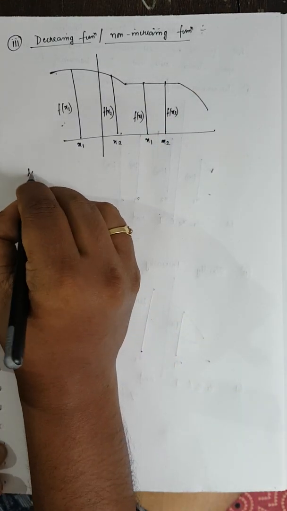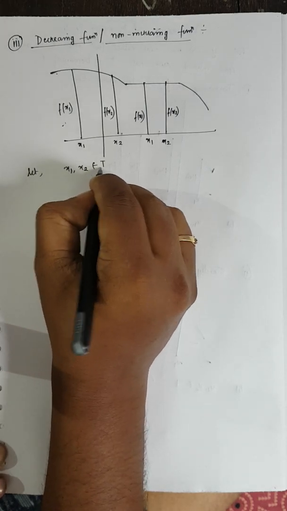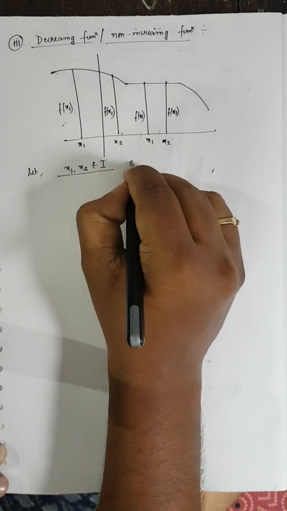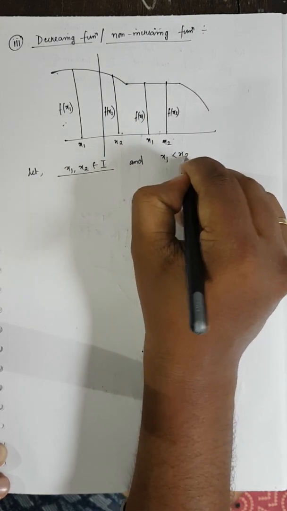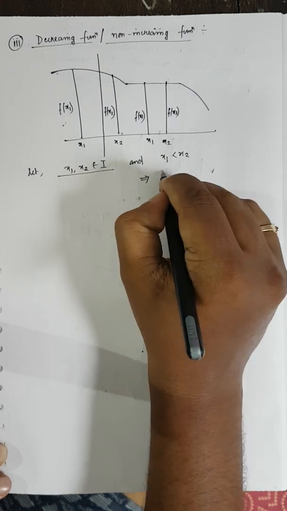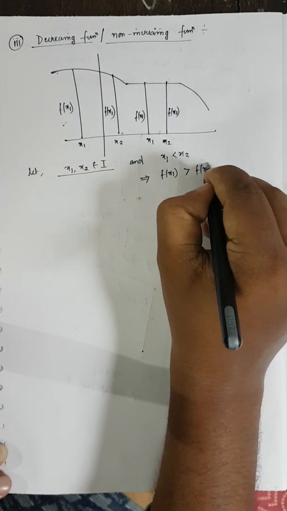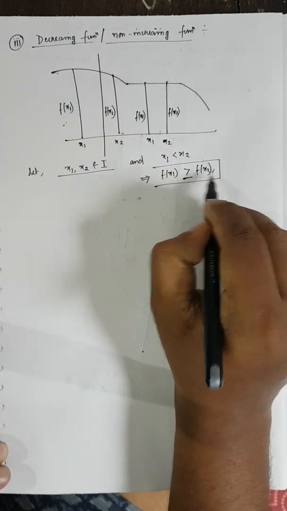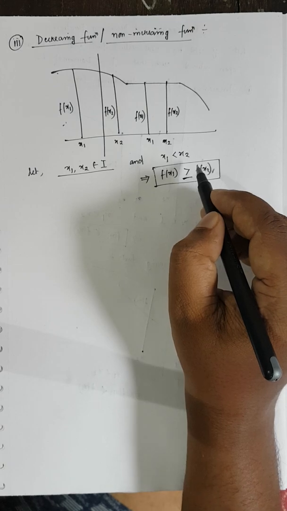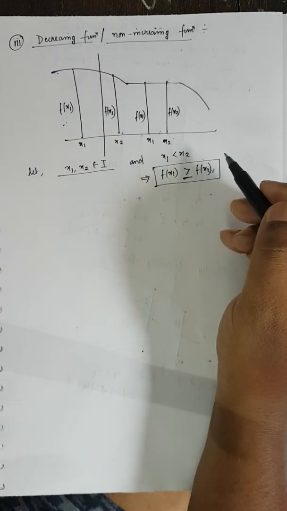Therefore, let x1, x2 belong to the open interval, and you are given that x1 is less than x2, then it will imply f of x1 is larger than or equal to f of x2. In some cases you may get equal values. So this is the analytical method to see whether a function is a decreasing function or not.